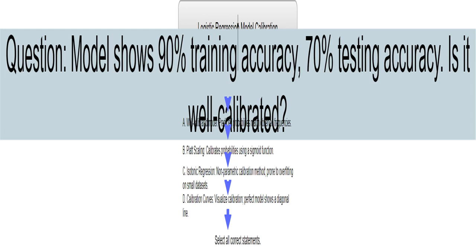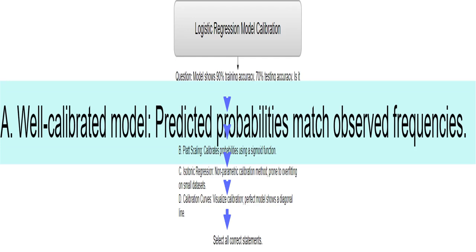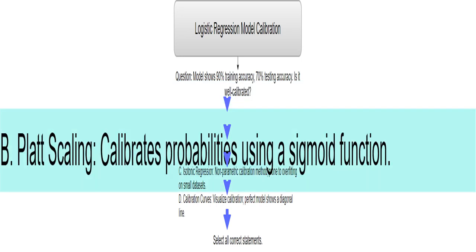Calibration is about how well predicted probabilities match the actual outcomes. A well-calibrated model's predictions match reality. If the model predicts rain with 80% probability 100 times, it should actually rain around 80 times. This is the core of calibration. Platt scaling is a technique to improve the model's probability predictions.